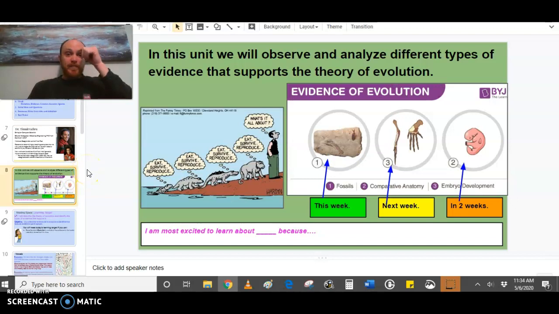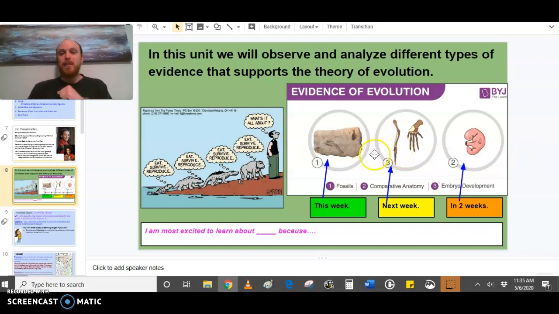Our new unit. We're going to observe and analyze different types of evidence that supports the theory of evolution. It's kind of broken up over three pieces of evidence. There's actually a lot more, but this unit, our standards, talk about three. So this week we're going to talk about fossils, which is awesome. That's what the next lesson is about.